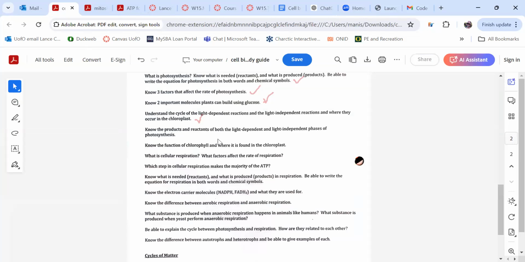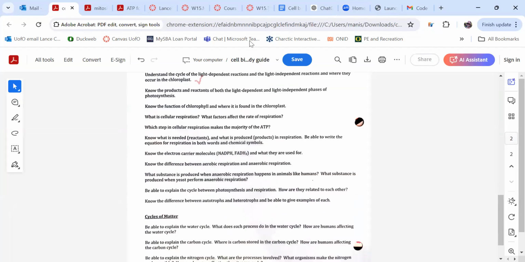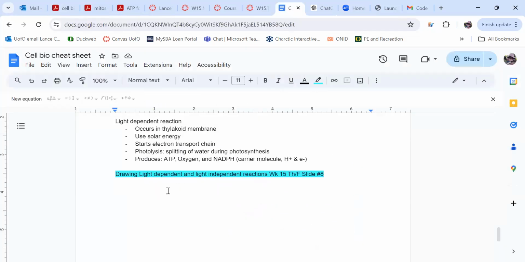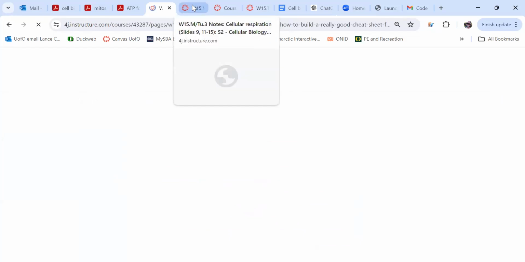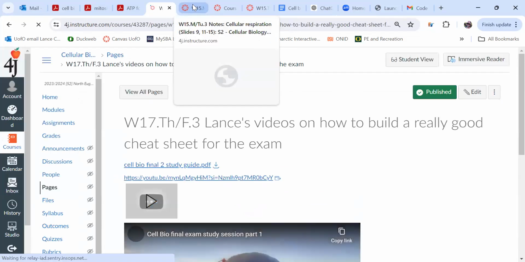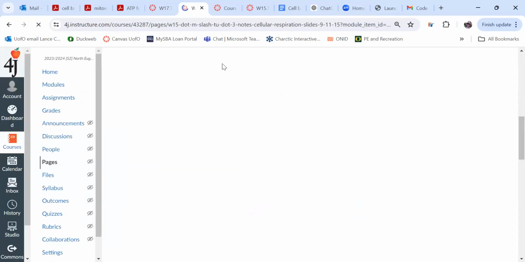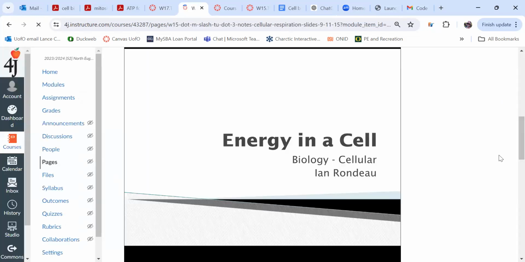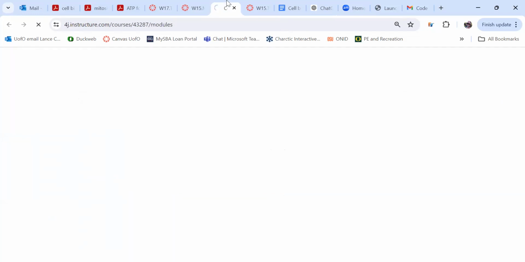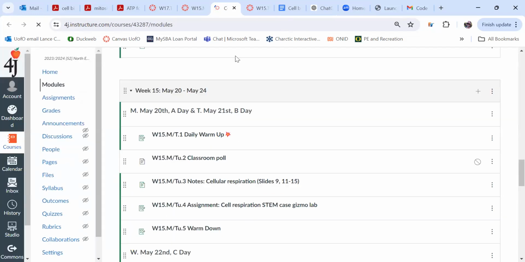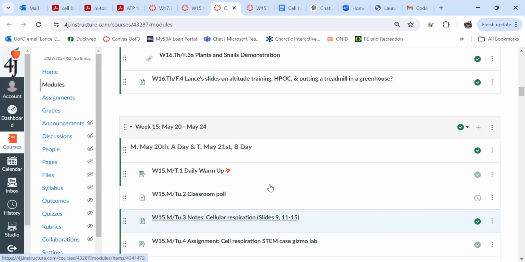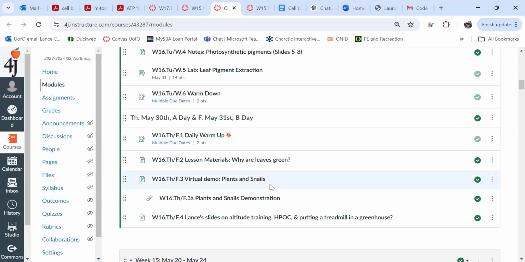Right, this is my study guide. Here's my cheat sheet. And we had the drawing, light dependent and light independent reactions. Still signed in here, that's great. Got notes here. Cell respiration. Should probably be on photosynthesis.